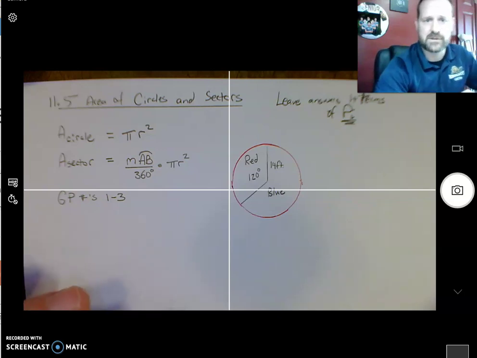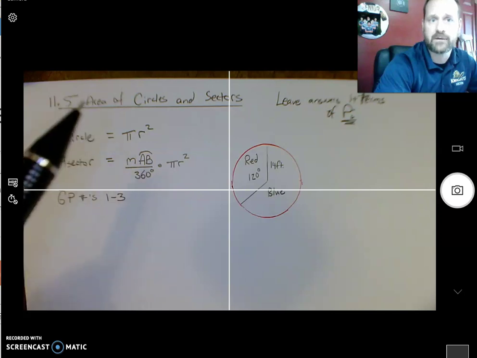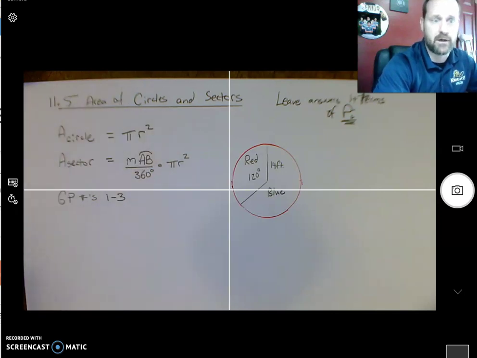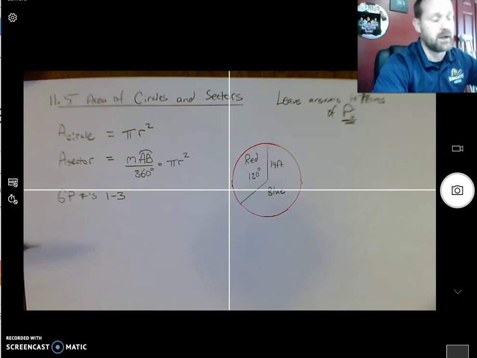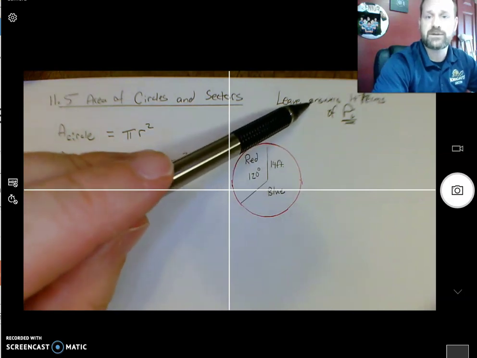Hey geometry students, it's your teacher, and we're into 11.5, area of circles and sectors. Alright, we've got two equations, but we have a proportion as well. Area of a circle. Leave answers in terms of pi.